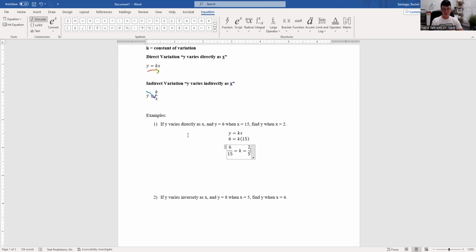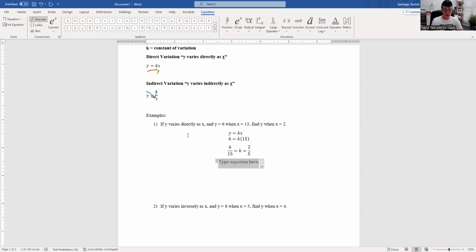Now let's keep reading. Now it says find y when x is 2. The first piece of this problem gave us the value of k, our constant of variation. That's our good point here. This is the information that we need to use to help us find additional information. So notice again, we have our equation: y varies directly as x, but this time we don't know y.